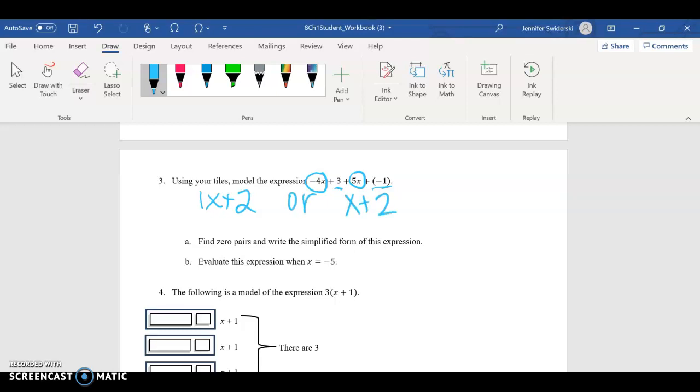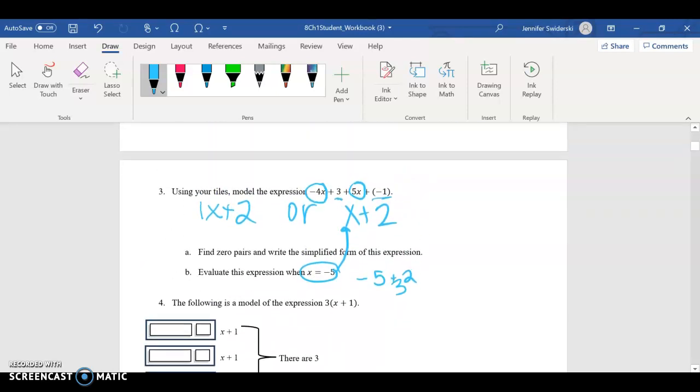Find zero pairs and write the simplified form of this expression. We already did. Evaluate when x is -5. So all you have to do is plug in -5 for x. So we have -5 plus 2. -5 plus 2 will give me -3. It says the following is the model for an expression.